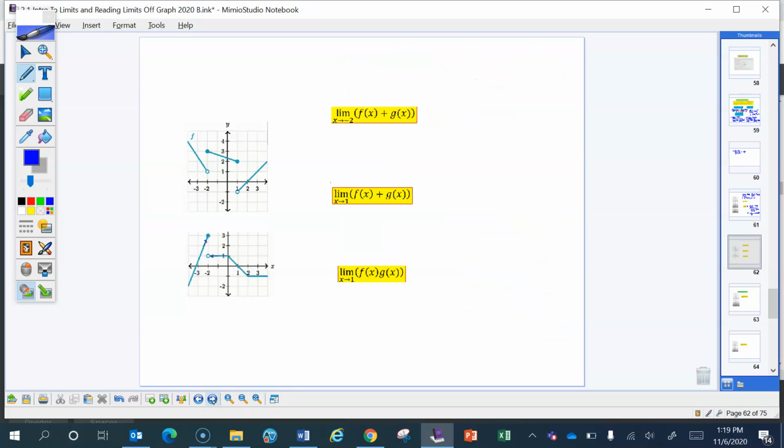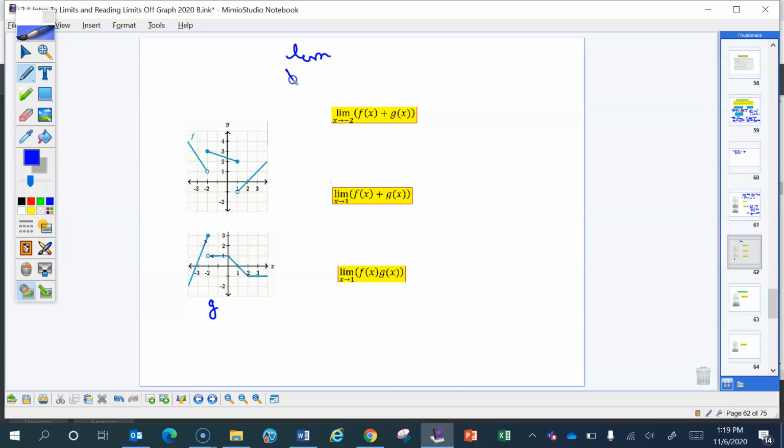Okay, in our next example, we are looking at the sum, okay? And we're doing the limit as x approaches -2 of f of x plus g of x. Some of you might be thinking right away, well, the limit as x approaches -2 of graph f doesn't exist, so therefore this whole thing doesn't exist. And similarly, in graph g, which is the bottom one here, the limit as x approaches -2, but we have to be careful.